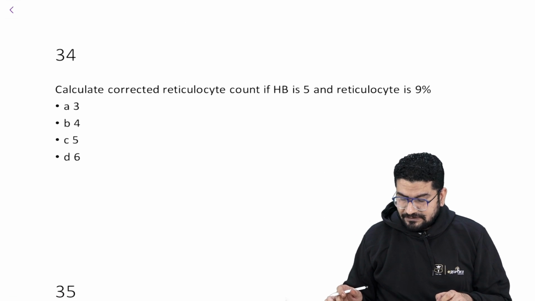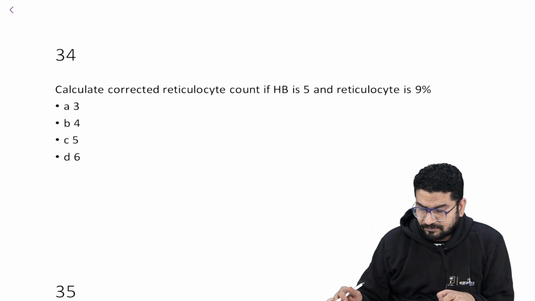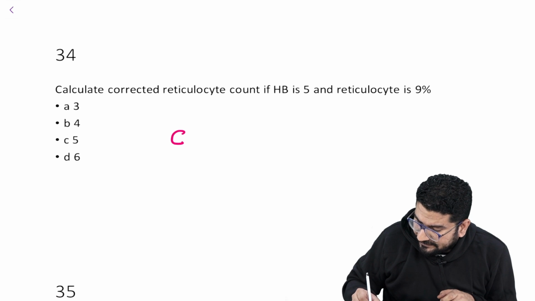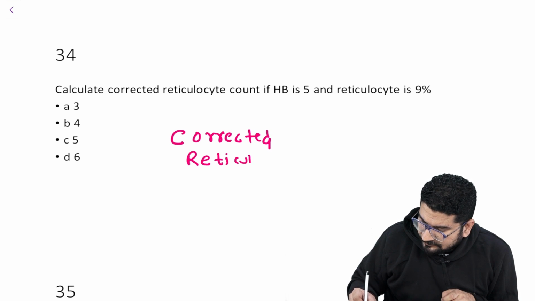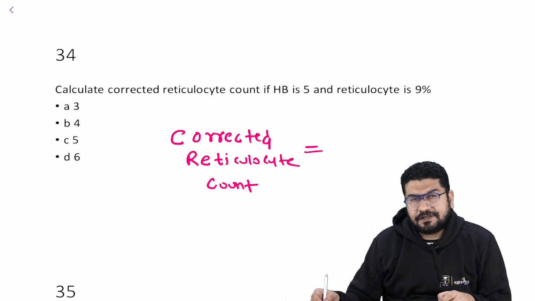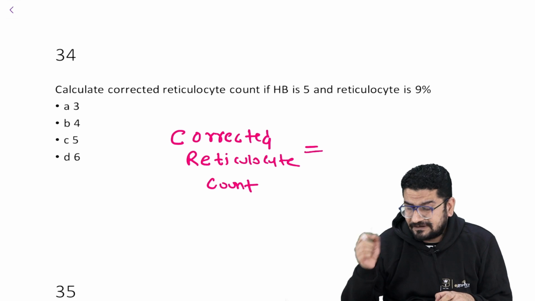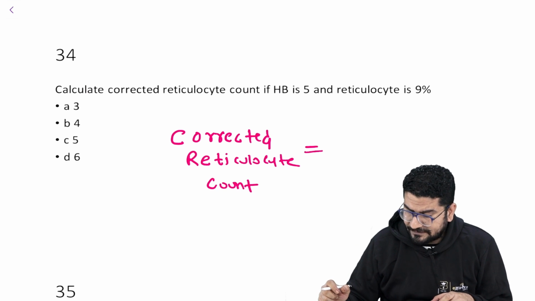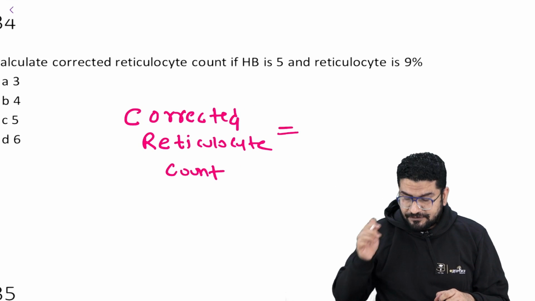Okay, then we have a question on corrected reticulocyte count. There are multiple formulas available to calculate this, so I am writing this. This is not your absolute reticulocyte count or reticulocyte maturation index. This is your reticulocyte production index, the corrected reticulocyte count. We can calculate this based on the hemoglobin level.